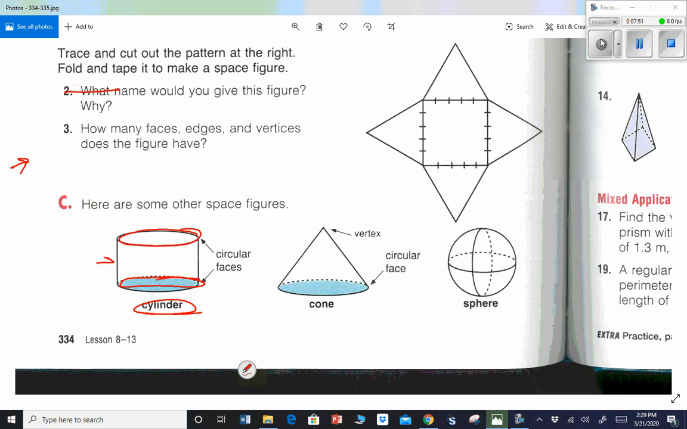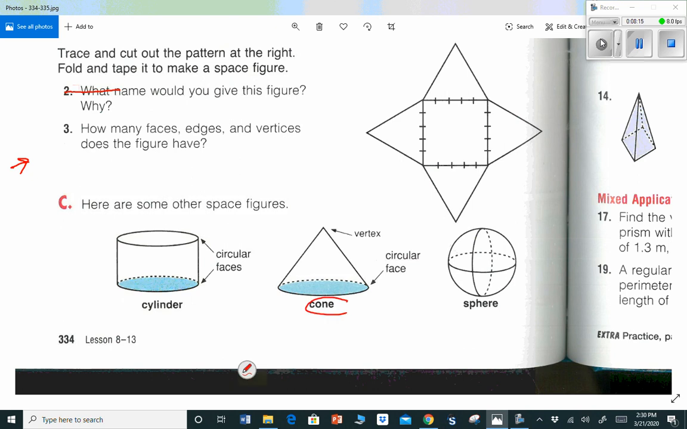And actually, this piece right here, if you think about a soup can label, that's actually made with a rectangle wrapped all the way around. It is not considered a prism because prisms only have line segments for edges. They don't have anything circular about them. So this is just called a cylinder.